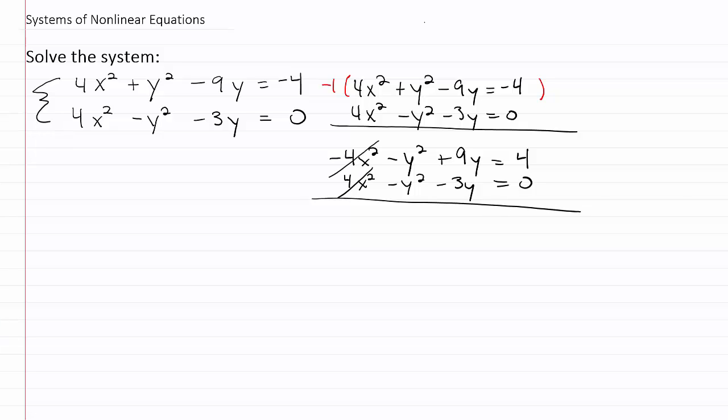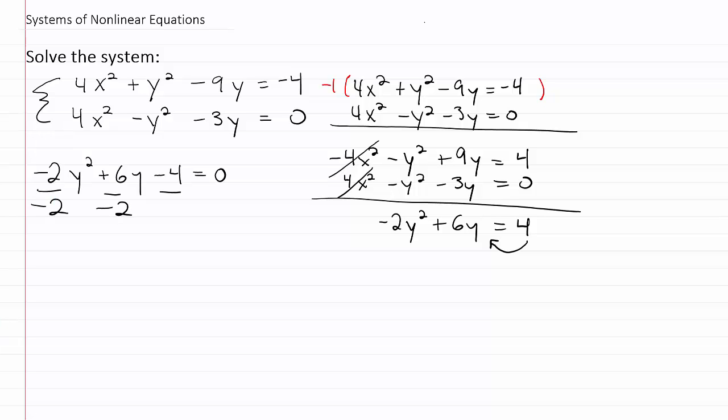If I do that, these terms cancel out. I'll have -2y squared plus 6y is equal to 4. All right, so let's see if we can solve that quadratic to determine what y would be. So I have -2y squared plus 6y minus 4 is equal to 0 if I bring the 4 to the other side, correct? And from here I can divide everything by -2. If I do that, I'll get -2 into -2 gives you +1y squared minus 3y plus 2 is equal to 0.